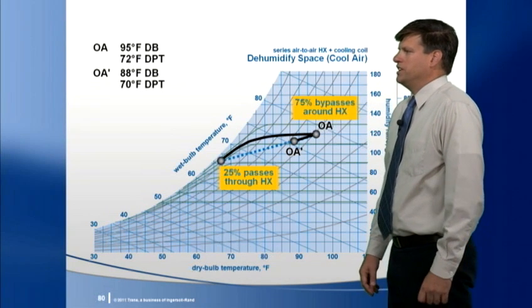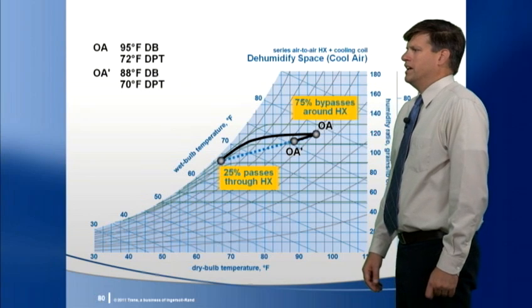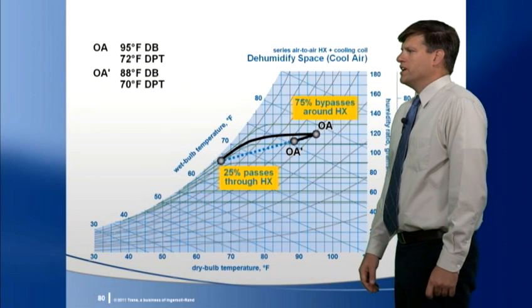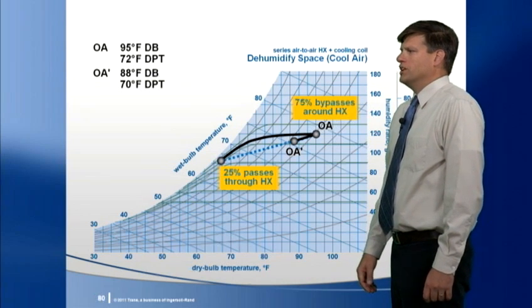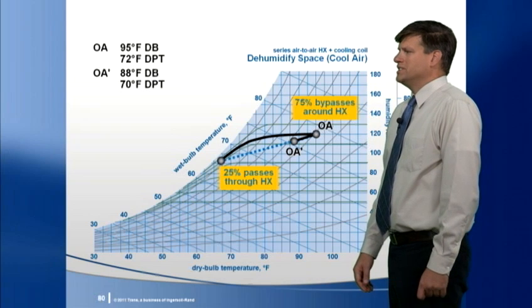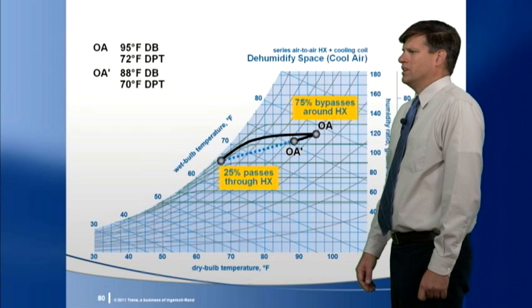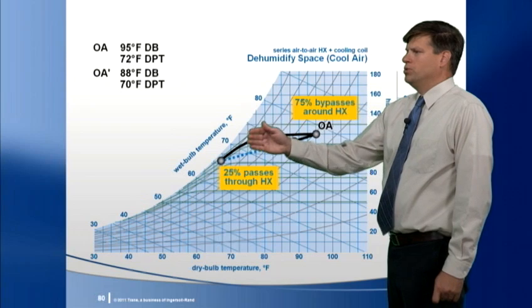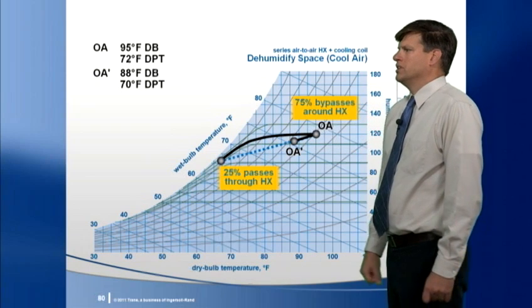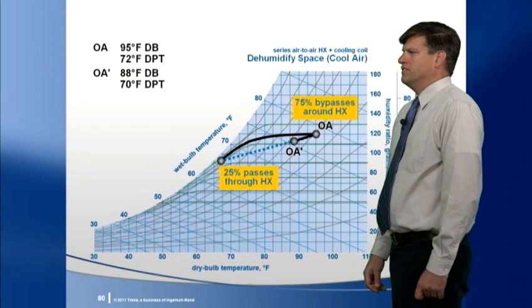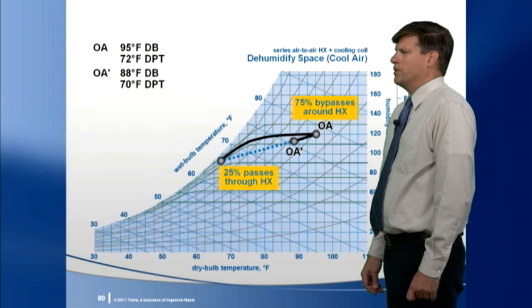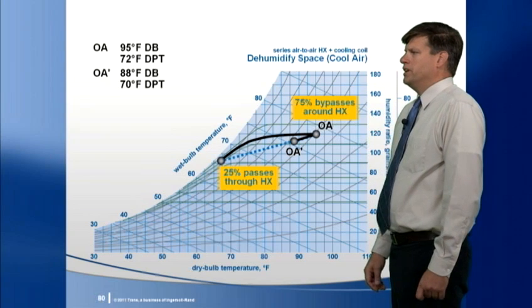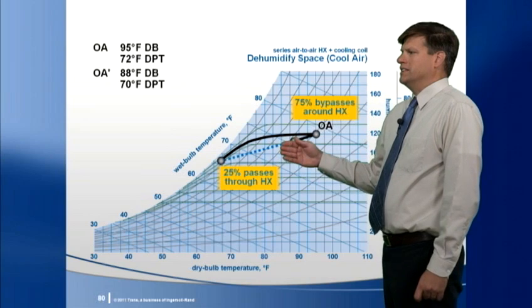Let's look at the series unit on the cycle chart. On this example design day, if all the air went through the heat exchanger, it would overheat the supply air. So in this case, 75% of the air bypasses around the exchanger. The 25% that goes through the exchanger is pre-cooled to 67 degrees, which also results in condensing of 44 pounds of water vapor per hour. This pre-cooled air mixes in with the bypassed air.